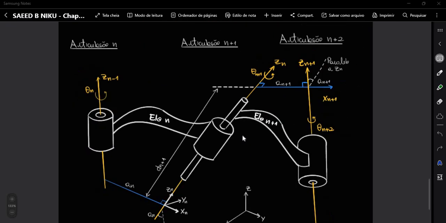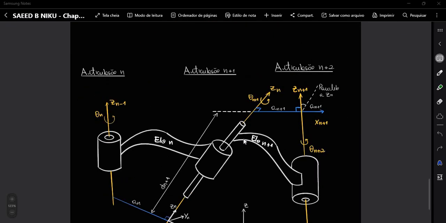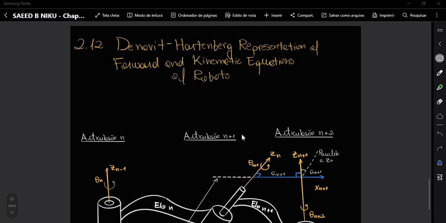And I have drawn this figure, which is a representation of three articulations and two links. And we will use this figure, this representation, to discuss this technique. And also, it's better if we start from the beginning.